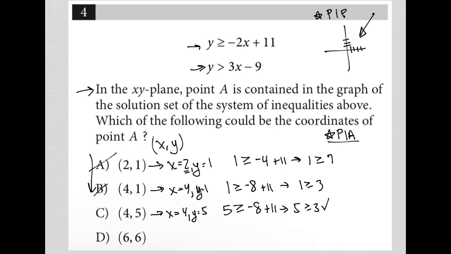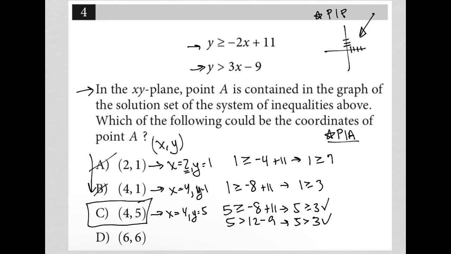So the second inequality says y is greater than 3x. So it's going to be 5 is greater than 3x, which for us would make this 12, minus 9. Is it true that 5 is greater than 3? Absolutely is, which means our answer here must be choice C because we can't have two answers, obviously.